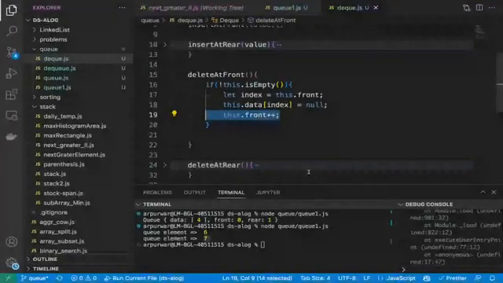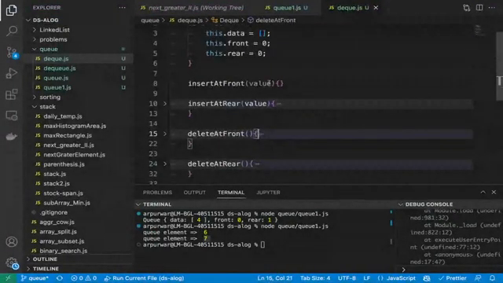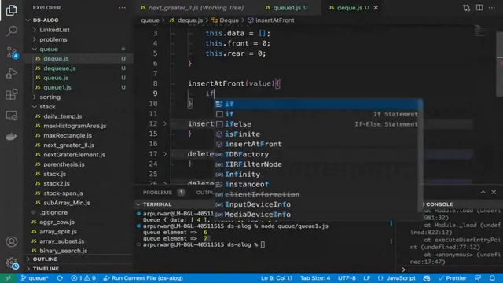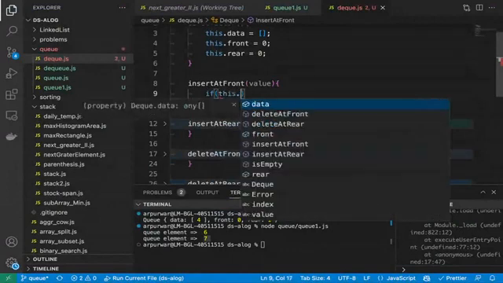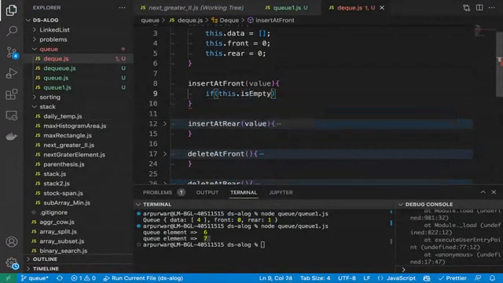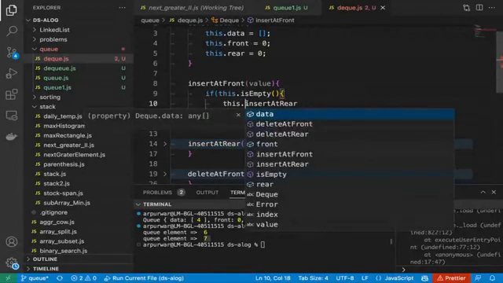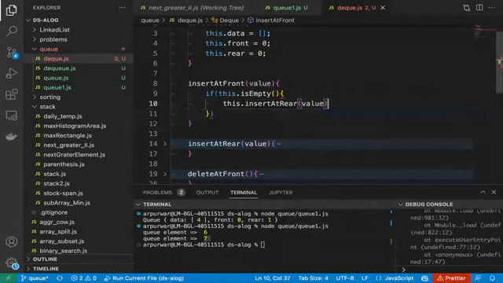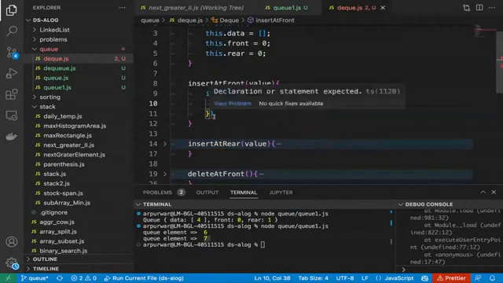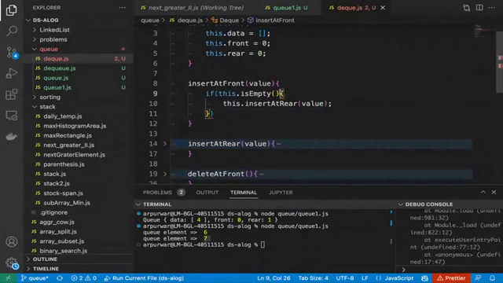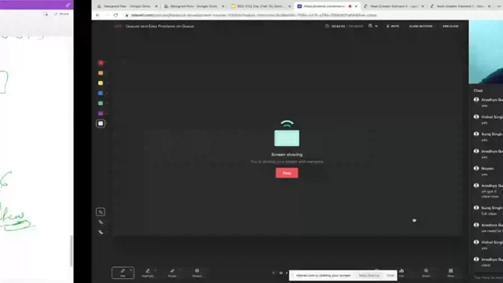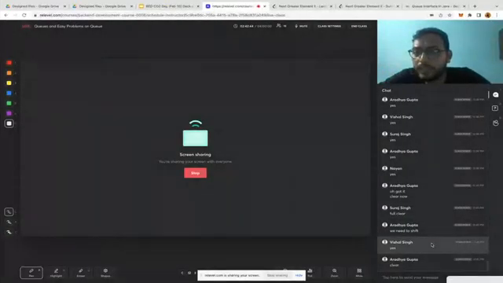So let's implement from the first scenario, insert front. If this dot rear is empty, if our queue is empty, we just simply need to call this dot insert at rear and pass the value. Correct? We have to insert it from the back. Curly braces are not there. Everyone agree with that? If the queue is empty, we could go from the back.